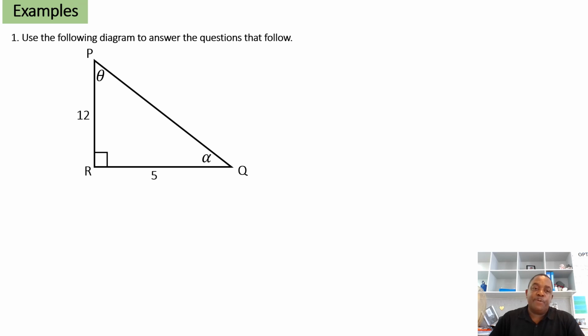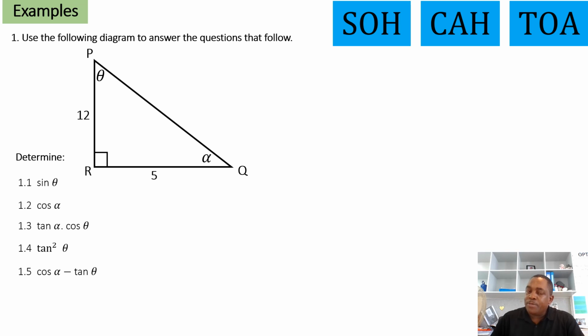This one says use the following diagram to answer the questions that follow. The questions are asking you to determine the various expressions given there. Obviously when we work with this, it's a right angle triangle and we need our ratios. So your ability to remember the definitions is crucial and important. That SOHCAHTOA will help you here. So let's go and have a look.